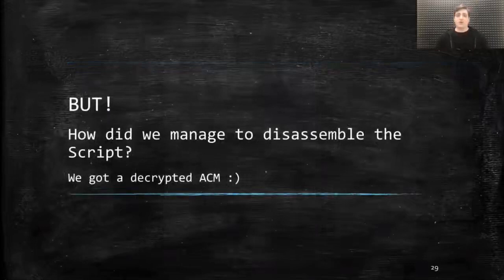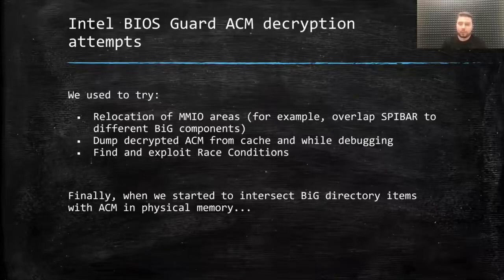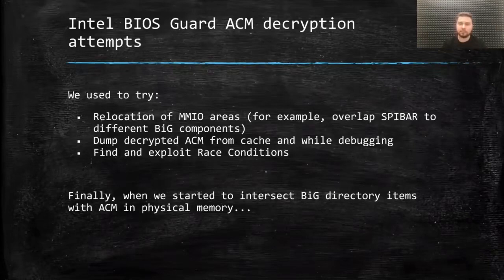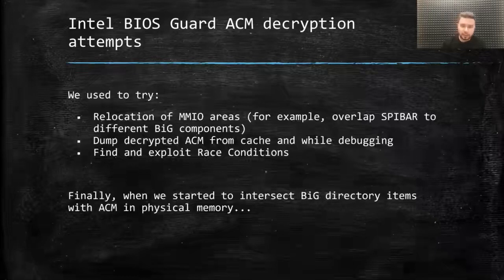But wait, how did we manage to disassemble it, keeping in mind that the script interpreter is inside the encrypted ACM? Because we got the decrypted ACM. So, how did we manage to decrypt the ACM? When we ensured the ACM is executed from the CPU cache and in the same address space where the encrypted ACM is stored, we tried many times to dump it from the cache. We tried probably everything except side channel attacks.